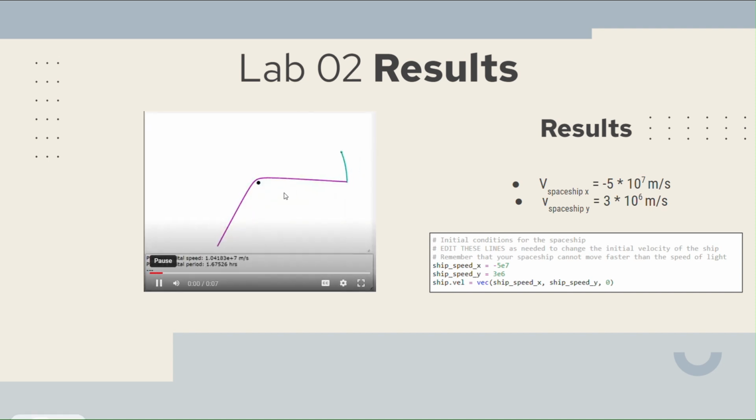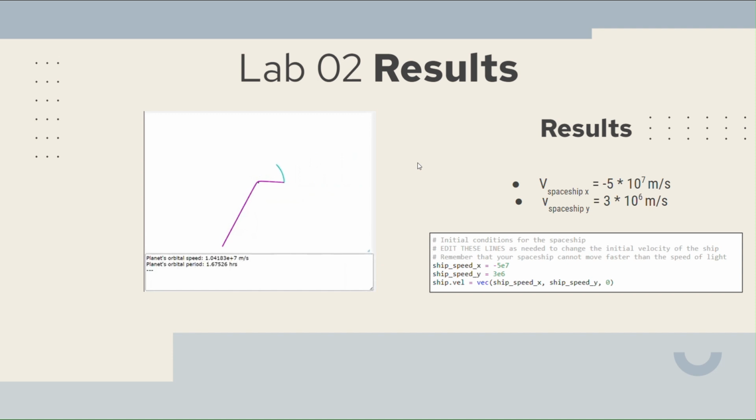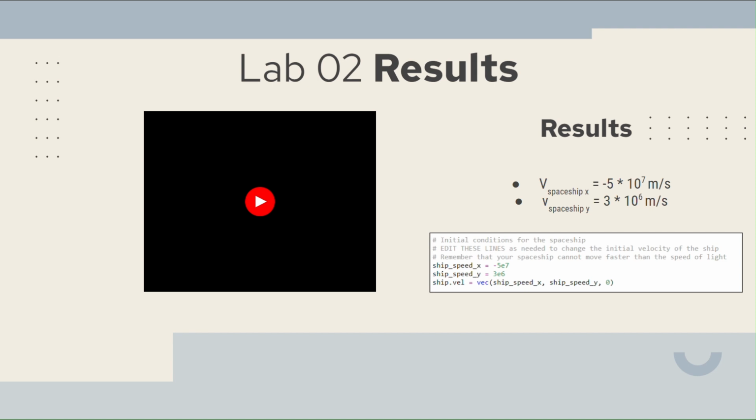For Model 2, we find that the velocity in the x direction for the spaceship to pass by the black hole without hitting either the planet or the black hole must be negative 5 times 10 to the 7th. In the y direction, the velocity must be 3 times 10 to the 6th.